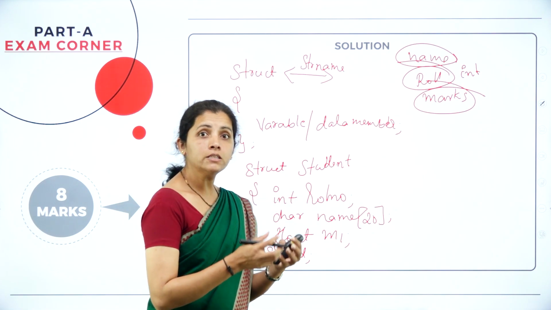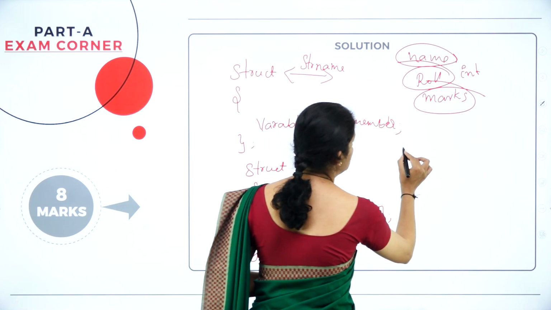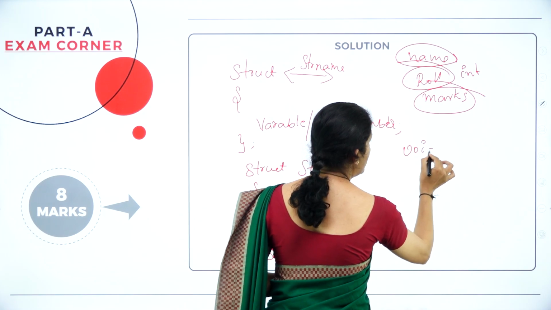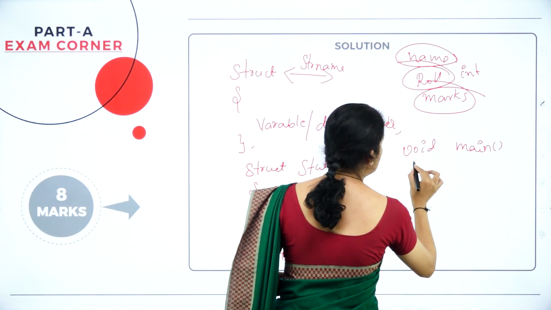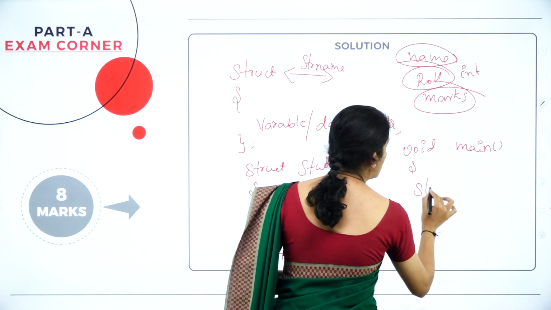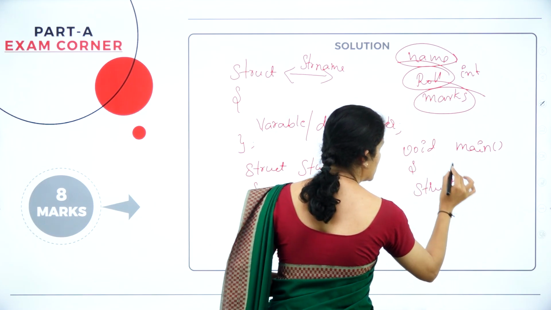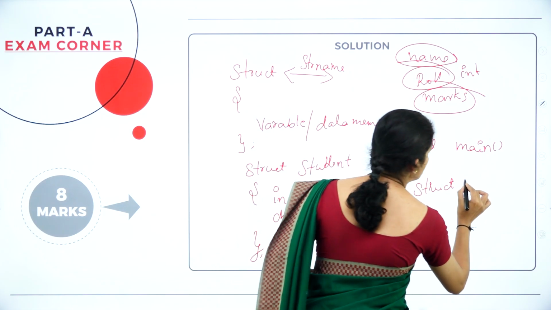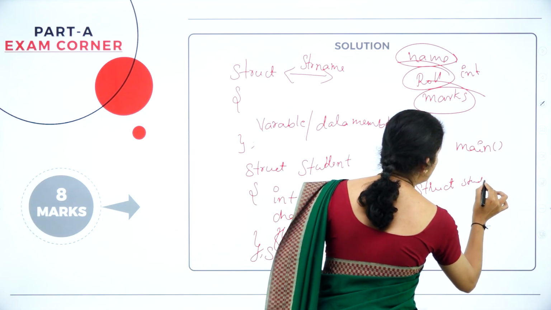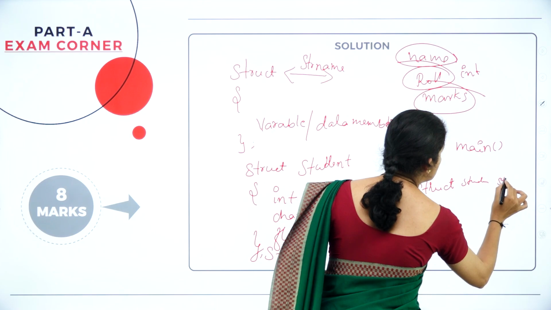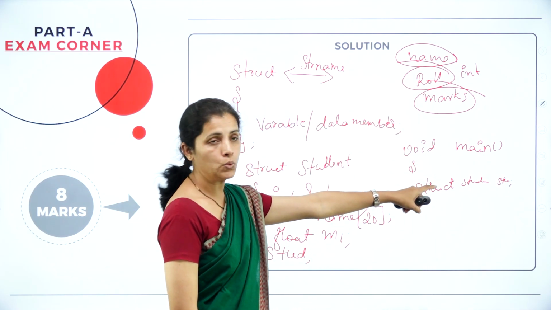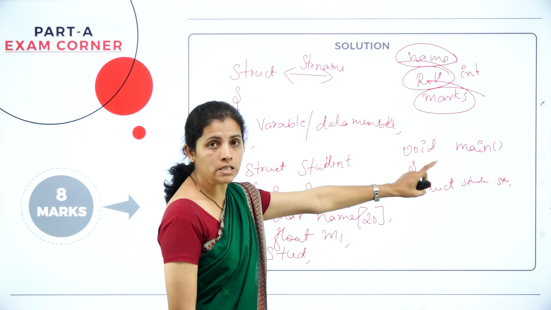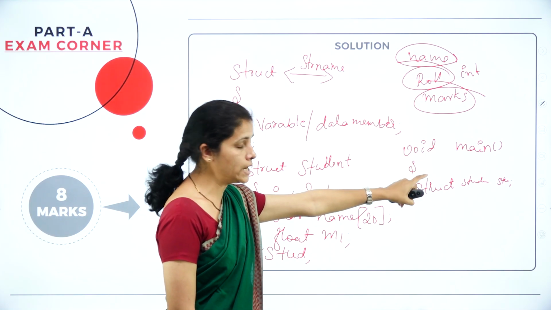Other one, inside the main function. For example, say I have void main. Inside this, I'll create struct. I want to start with the structure keyword struct, student and stu. So here stu is nothing but the structure variable.